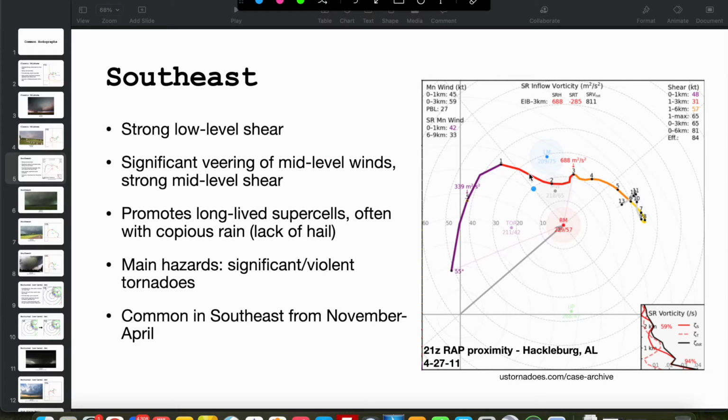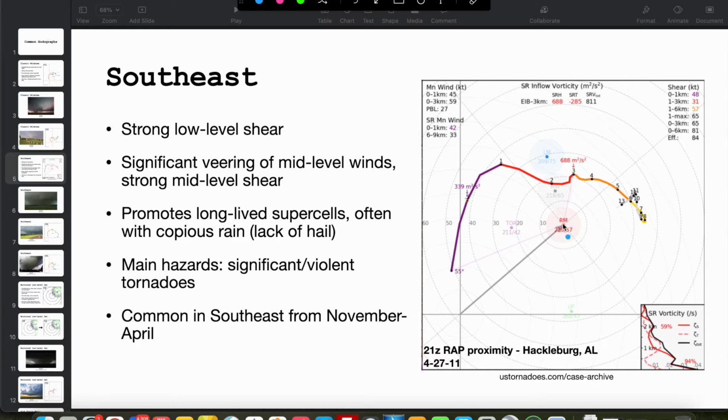So with these, you have extremely strong low-level shear and significant veering of the winds in the mid-levels. So that promotes strong mid-level shear. So you can see in this hodograph here at the right, this is the proximity hodograph from the Hackleburg, Alabama EF5 tornado that occurred during the super outbreak on April 27, 2011. So here's our storm motion, and you can see just a massive amount of curvature in the low levels.